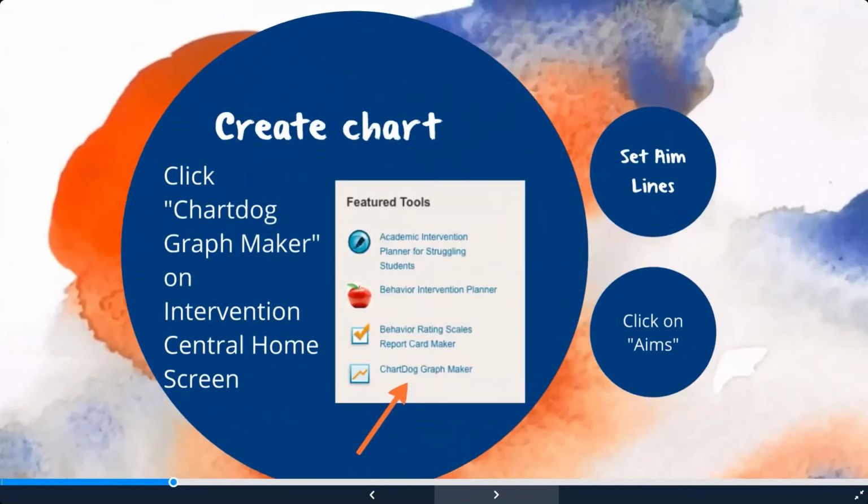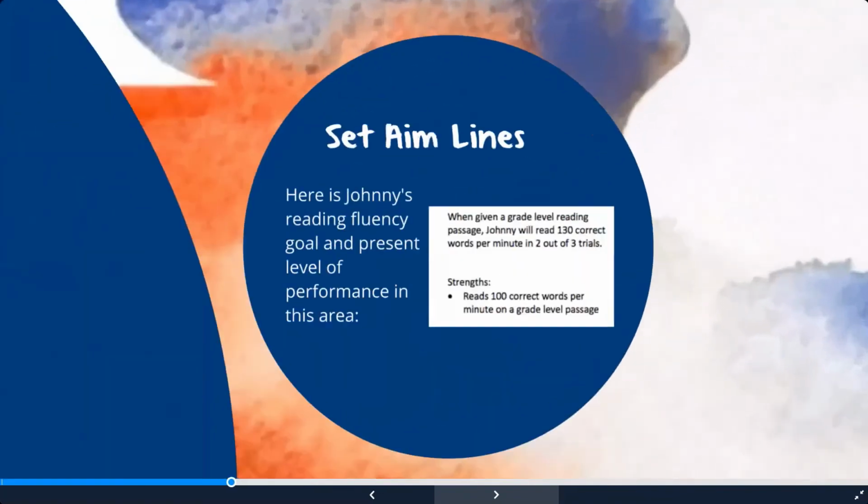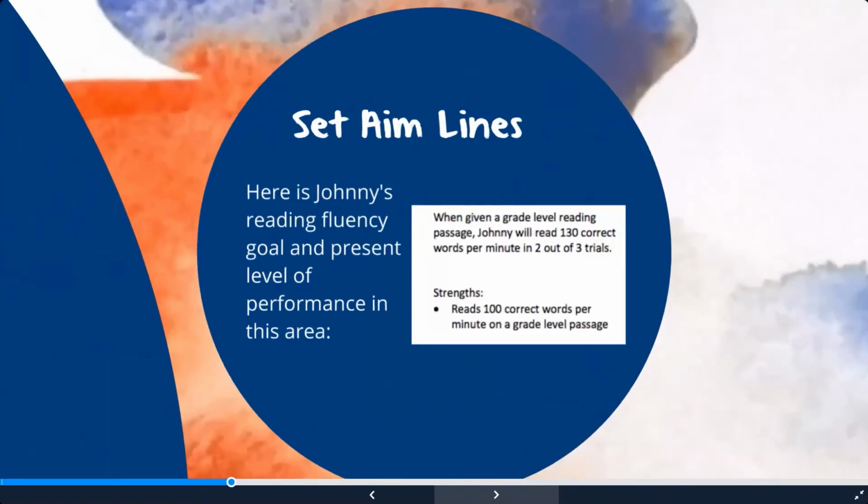Create a chart. Click ChartDog GraphMaker on the Intervention Central home screen. Set aim lines. Here are Johnny's reading fluency goal and present level of performance in this area. When given a grade level reading passage, Johnny will read 130 correct words per minute in 2 out of 3 trials. Strengths: reads 100 correct words per minute on a grade level passage.